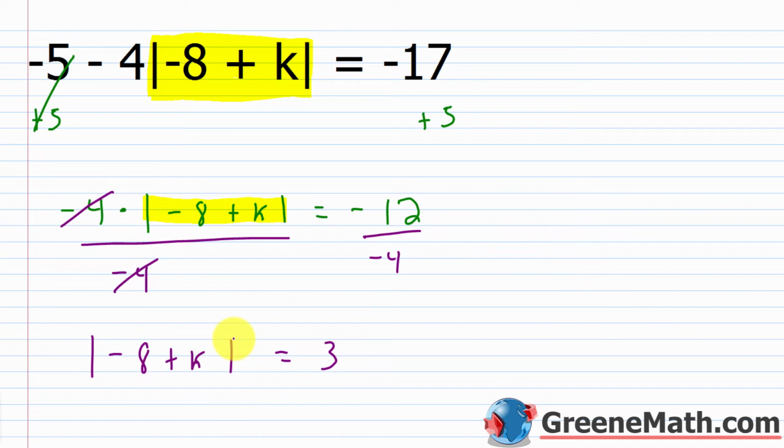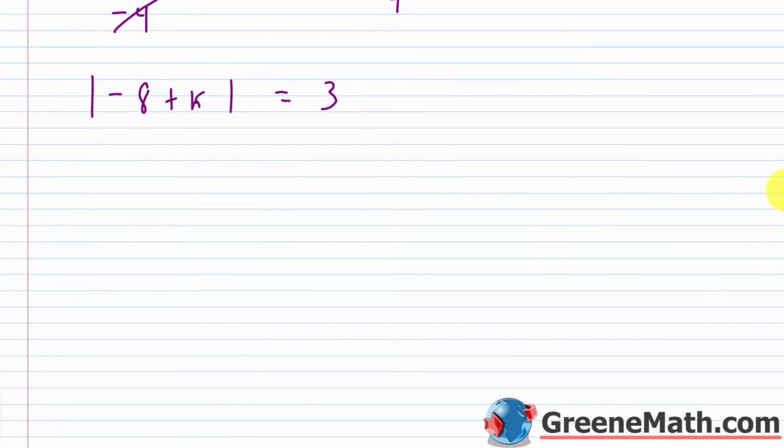And again, you set up your compound equation. So this guy inside the absolute value bars can be equal to this, or the opposite of that. So negative 8 plus k is equal to 3, or negative 8 plus k, again, could be equal to negative 3. If this was 3, it's good. If this was negative 3, the absolute value operation makes it good as well, okay?